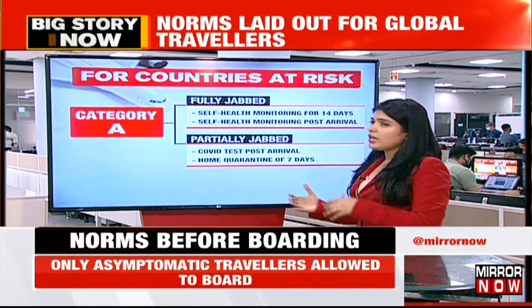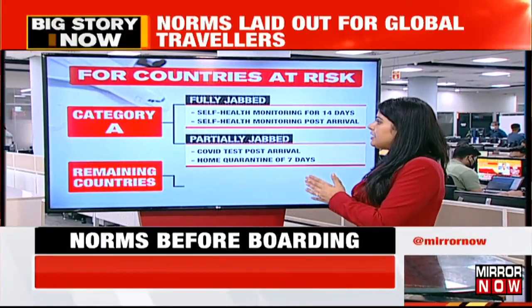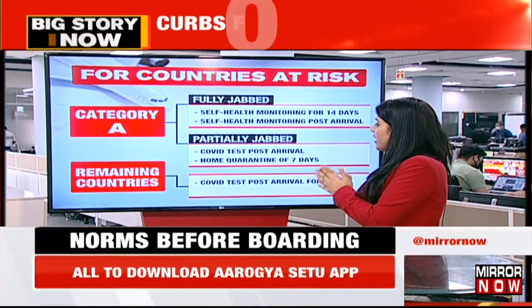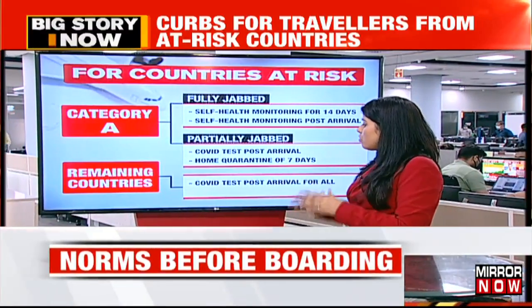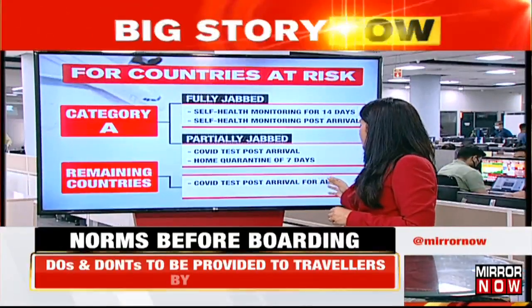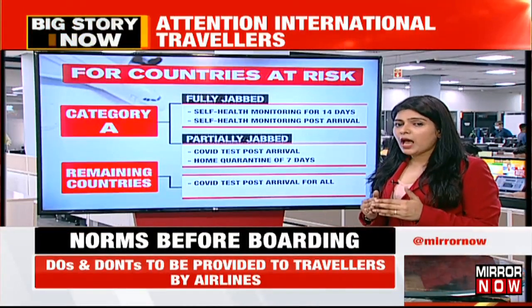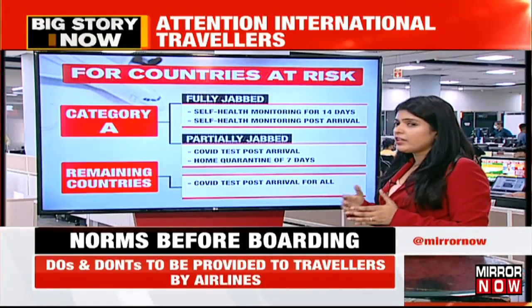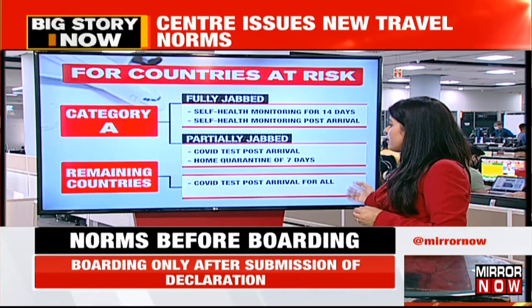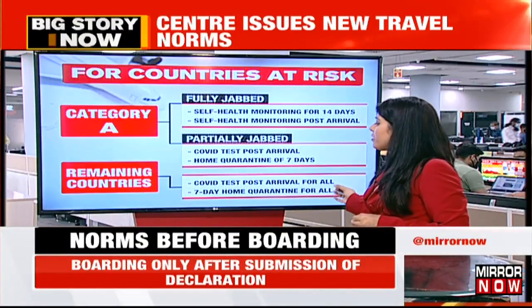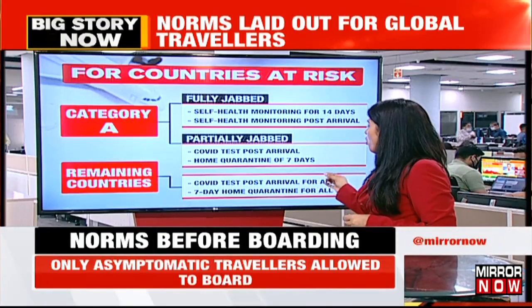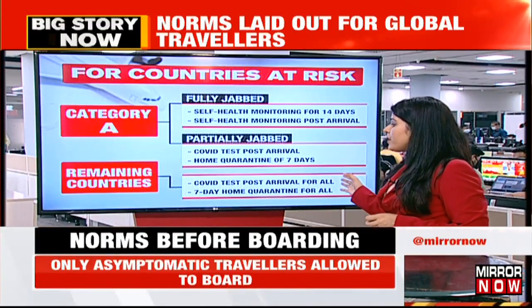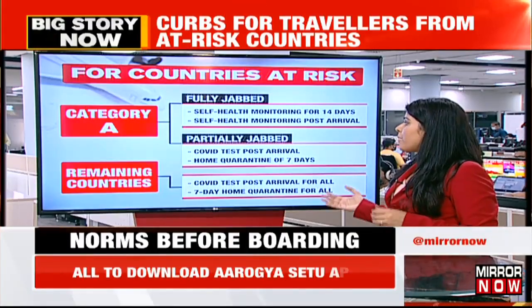Let's move on to the other category, and that is basically non-risk countries. For them, the passengers actually have to undergo a COVID test post-arrival, and this will be applicable for all the passengers, whether they are fully or partially jabbed. Another important thing which needs to be kept in mind is that they will have to undergo 7-day home quarantine, and this also will be applicable for both fully jabbed and partially jabbed.